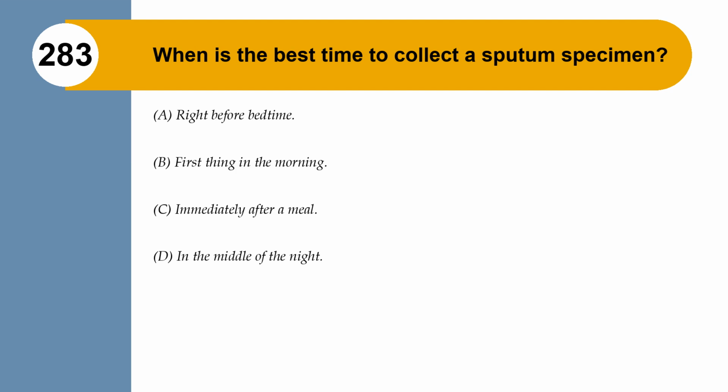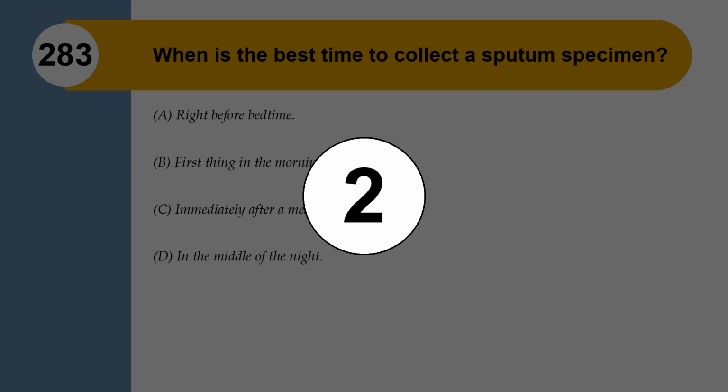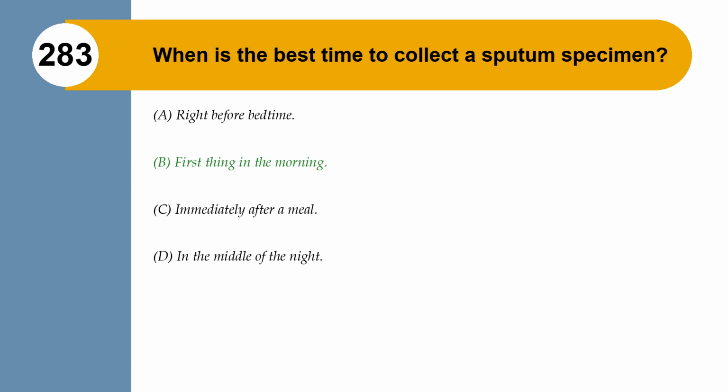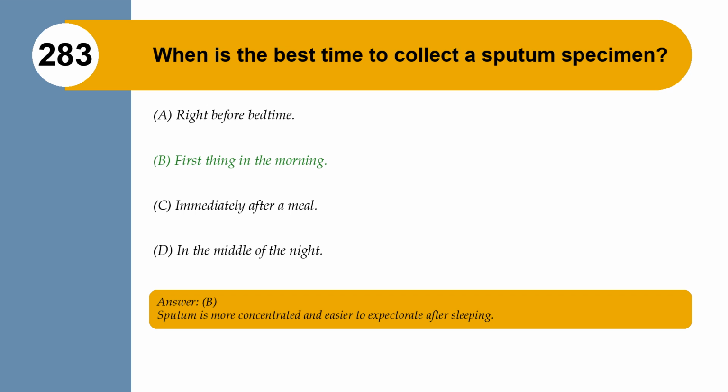Question 283. When is the best time to collect a sputum specimen? Option A, right before bedtime. Option B, first thing in the morning. Option C, immediately after a meal. Option D, in the middle of the night. The correct answer is option B, first thing in the morning. Explanation. Sputum is more concentrated and easier to expectorate after sleeping.